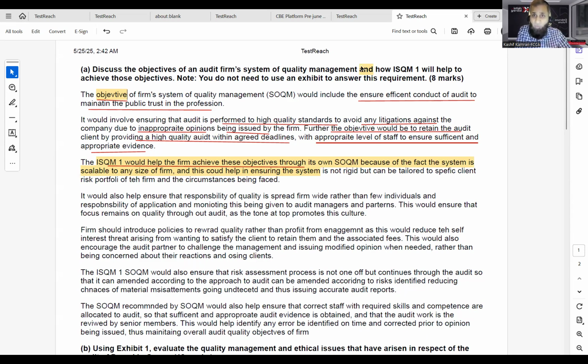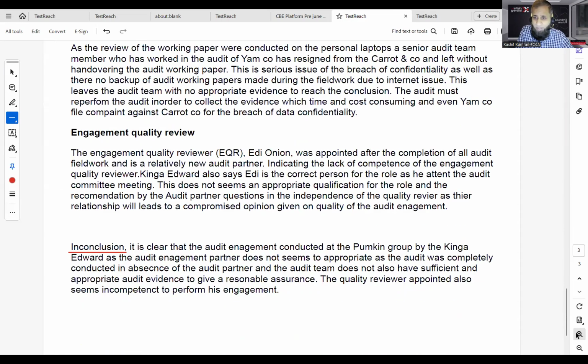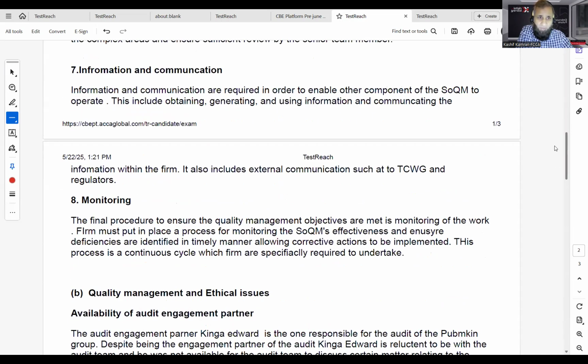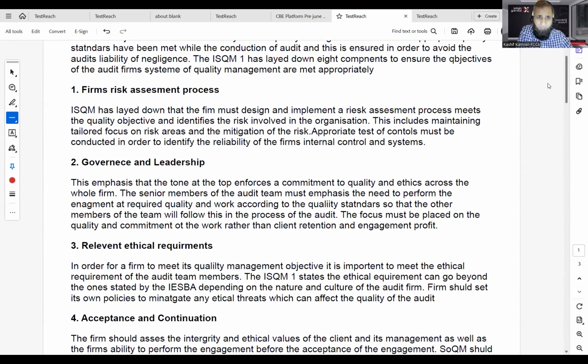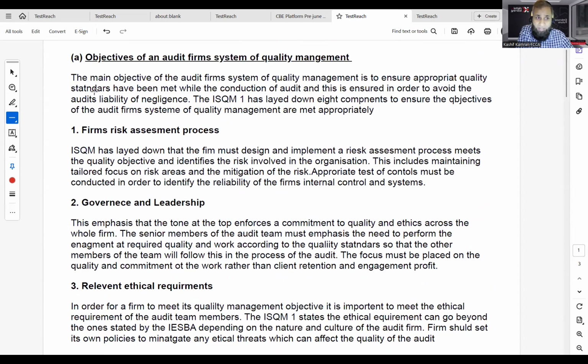But look at another student answer, if I can find one for you where the scattergun approach was taken. Look at this. This student even talked about the main objective of the firm system of quality management is to ensure. At least the student started very well with the objective. And then after the objective, the student says the ISQM1 has laid down 8 components to ensure that the objective of the firm are met appropriately. Okay, he tried connecting those 8 objectives with how ISQM1 addressed that.